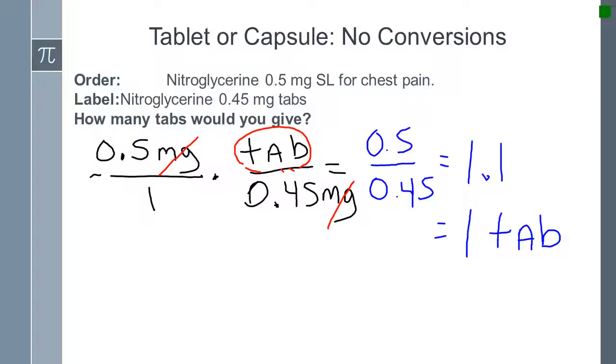And so what I end up with is 0.5 divided by 0.45. And when I divide the two of those, then I get 1.111111 to infinity. And so I can't give a part of a tab unless it's a scored tab. Then I could give half, but I could never give a 0.1 of a tab. So I'm going to round that. Anything less than 5 is going to round down. Anything over 5 is going to round up. So for this one, I'm going to give 1 tab.